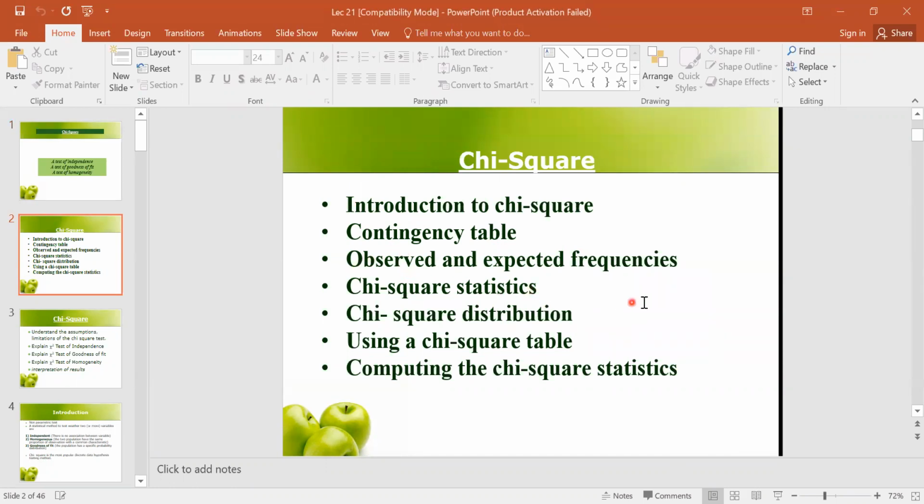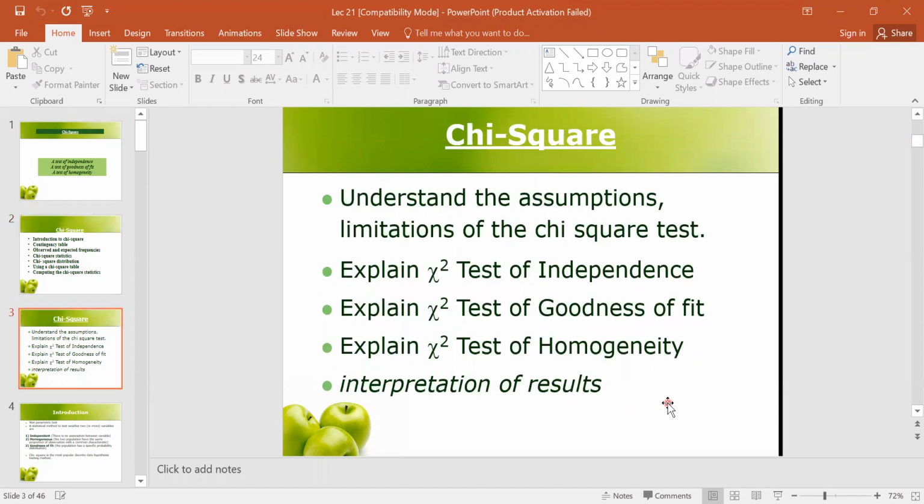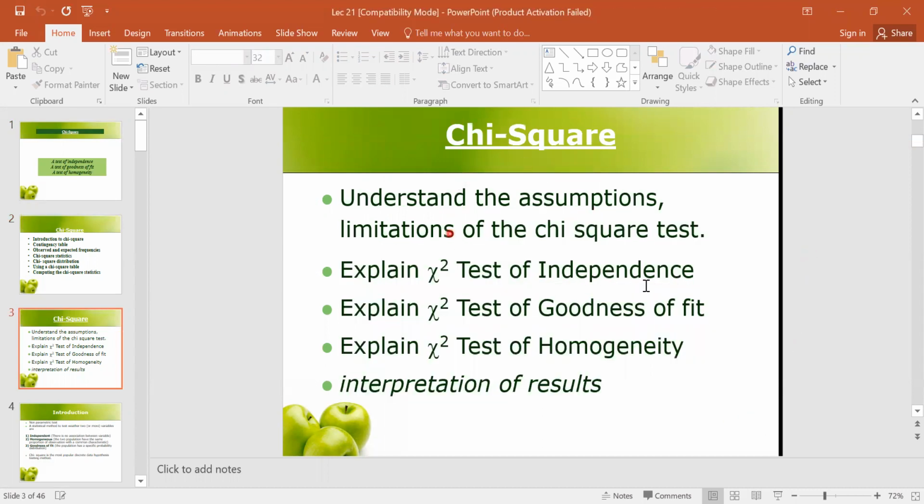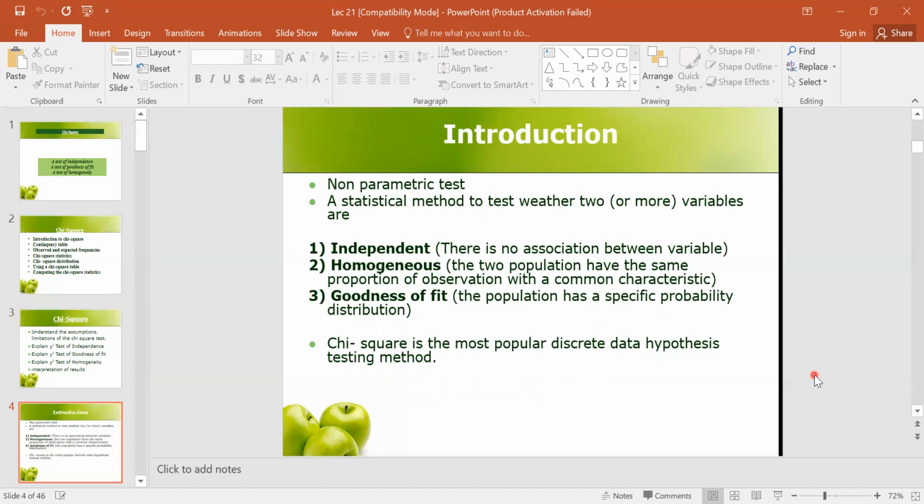What are the observed and expected frequencies and how we can calculate these? And what is the chi-square statistic and what is its distribution, and how we can use the chi-square area table and calculation of the chi-square statistic. You will also be able to understand the assumptions and limitations of chi-square test, and you can calculate the values of test of independence, test of goodness of fit, test of homogeneity, and interpret your results accordingly. So let us start with the introduction.